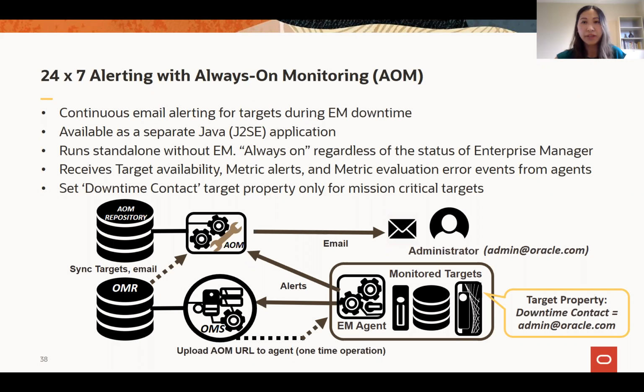This target property can be configured at a global level or at a target specific level. If configured at a global level, the same list of recipients will receive all alerts for all targets. And if configured at a target specific level, only downtime contact recipients for that specific target will receive the notification.